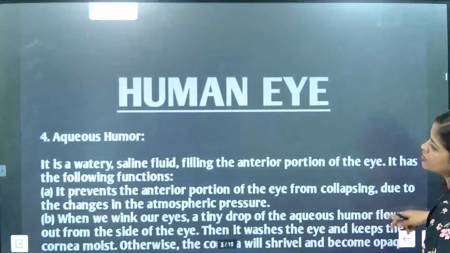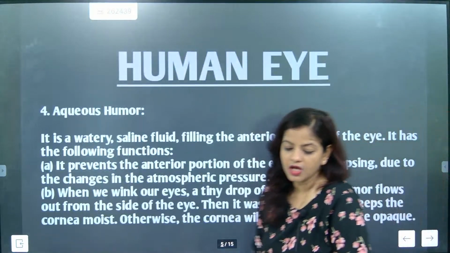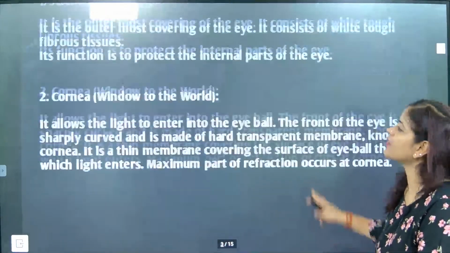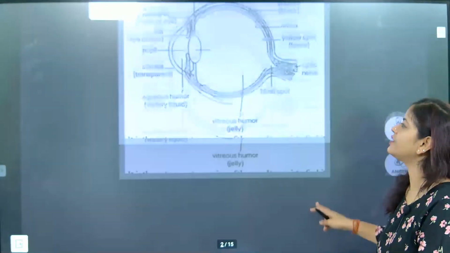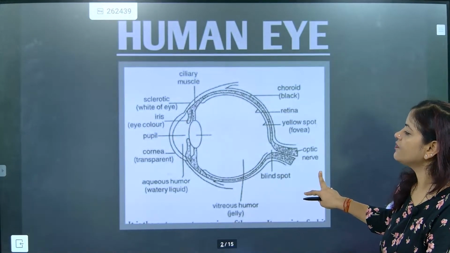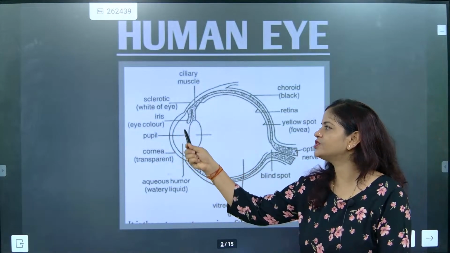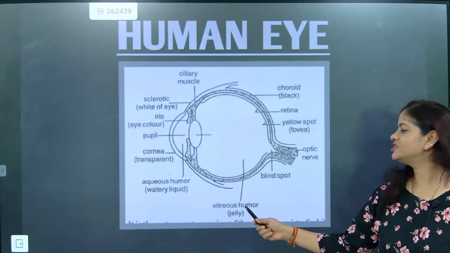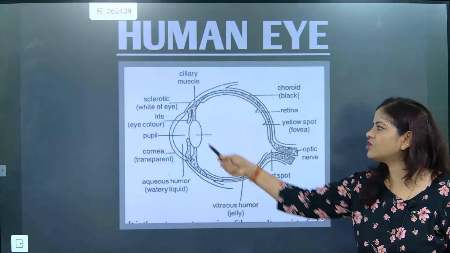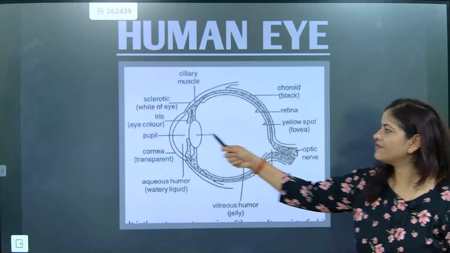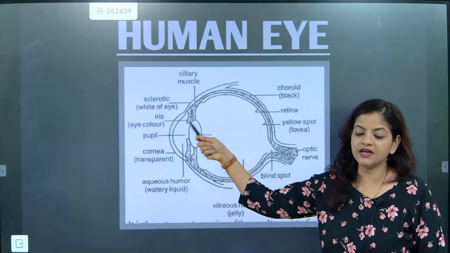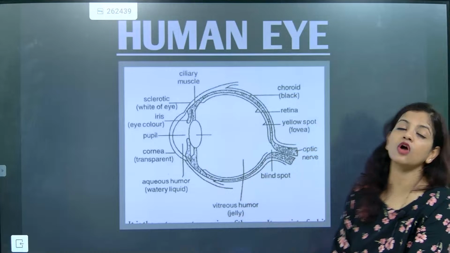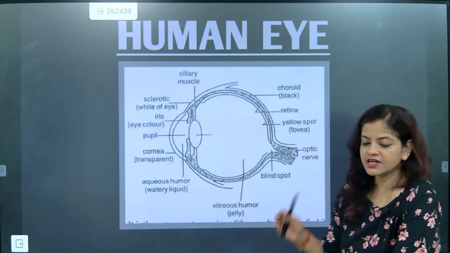Now we will go for the next one, aqueous humor. Let's see once for clarity where the aqueous humor is and where the vitreous humor is. This part is filled with aqueous humor and this part is filled with vitreous humor. The jelly-like substance is in which location? Posterior. And this part is called anterior. The front part is called anterior. The back part is called posterior.